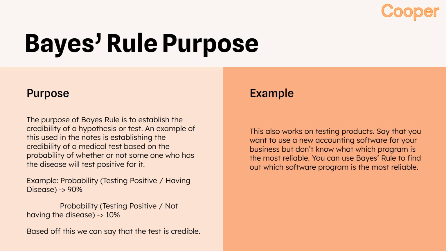Another example would be testing products. Say you want to use new accounting software for your business, but you don't know which program is the most reliable. You can use Bayes' rule to find out which software program is the most reliable, based on data that the manufacturers give you, or if you want to do your own testing yourself.